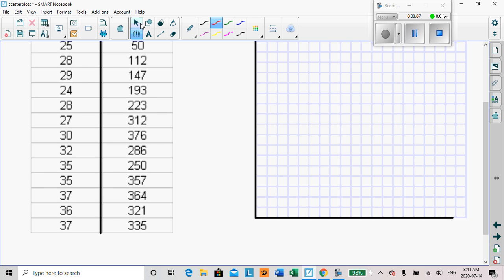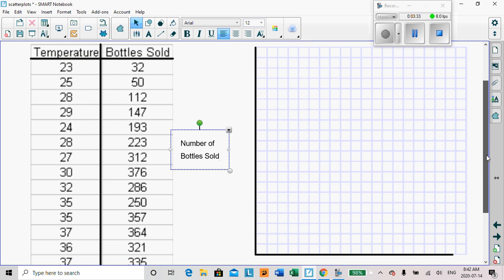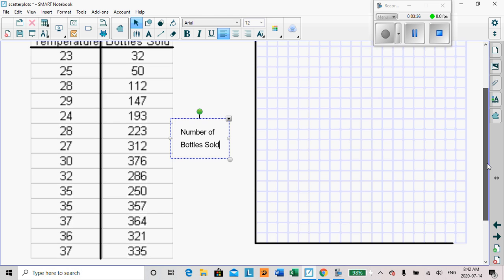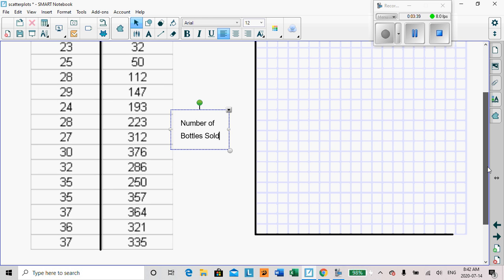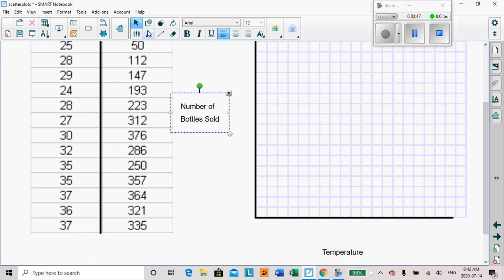So I'm going to label my horizontal axis temperature and my vertical axis number of bottles sold. Then I have to put on my scale. So I look at my temperature, and the temperature ranges from 23 degrees to, I think the highest temperature there is 37 degrees. Now, we also have to remember that we have to start at 0.